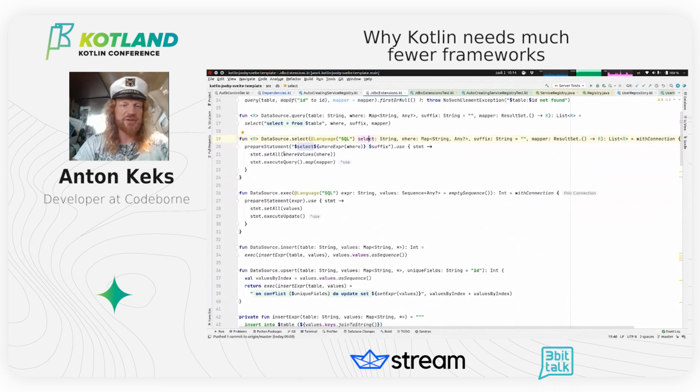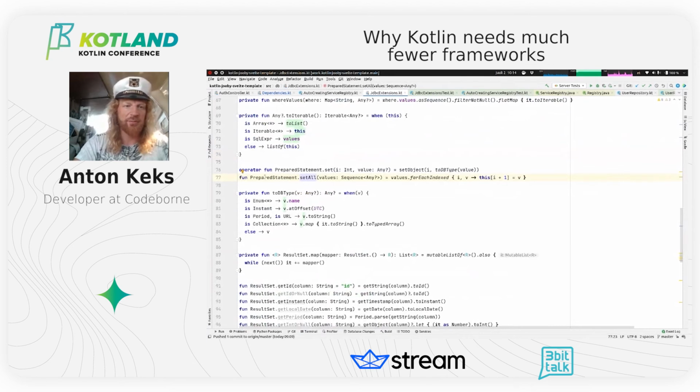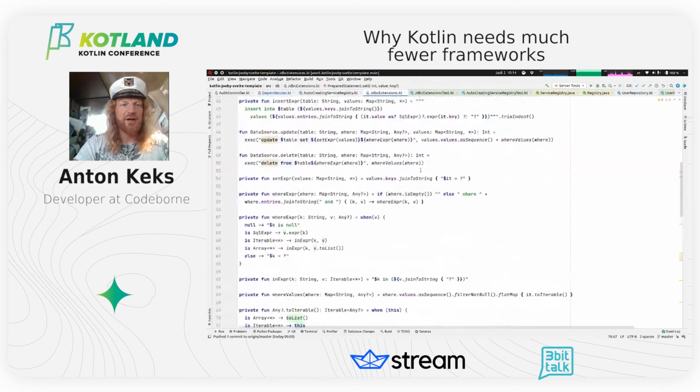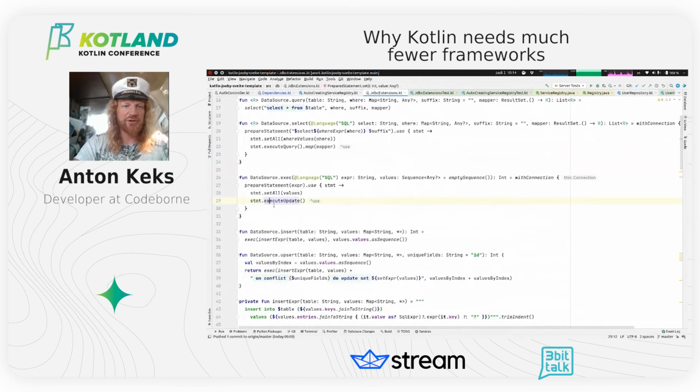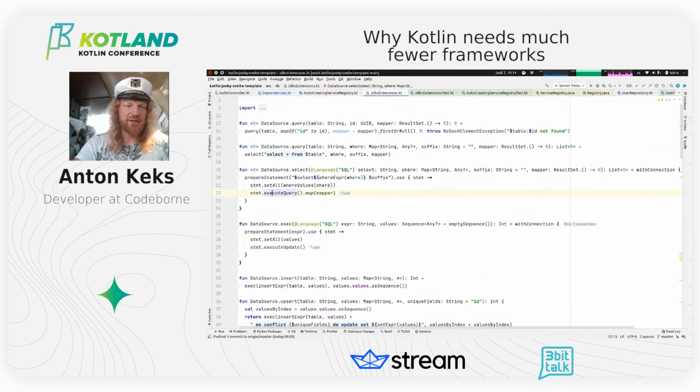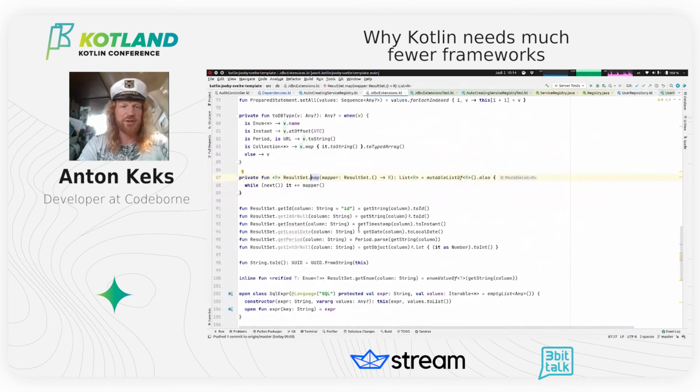And then I just set all the values again from that map. This is also an extension function on prepared statement that can go through all the values and just set them. You can see that everything goes to the prepared statement's setObject. And then I can execute update, for example, or execute query if it's a select. If it's a select, I just map every row with my mapper. This map is also my extension function on result set, which takes the mapper, creates a list and goes through all the rows of the result set.